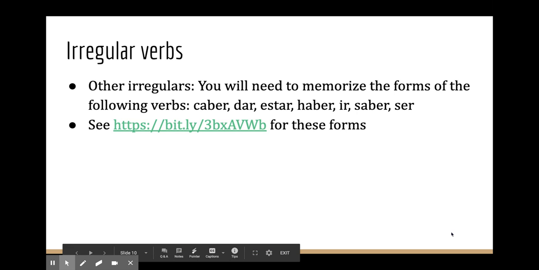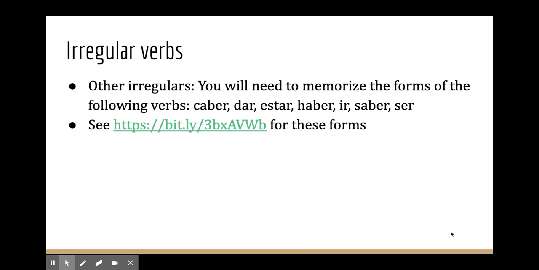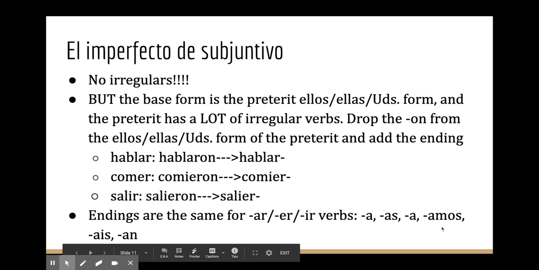Okay, other irregulars. Caber technically isn't an irregular verb. It has an irregular yo form, but it's a very low frequency verb. So I just counted it as an irregular. But dar, estar, haber, ir, saber, and ser are irregulars, and they have all irregular forms, and you just have to memorize them. I have made a sheet. They are actually on the handout that I've given you in class. You can use that link to see what they are. But those you just have to memorize.